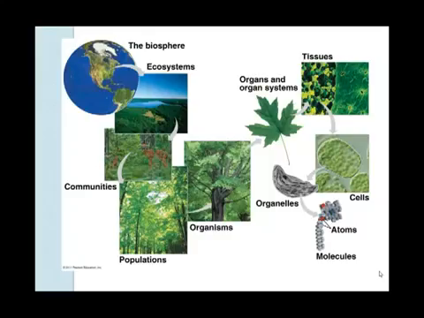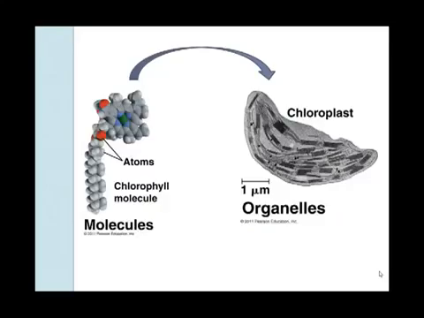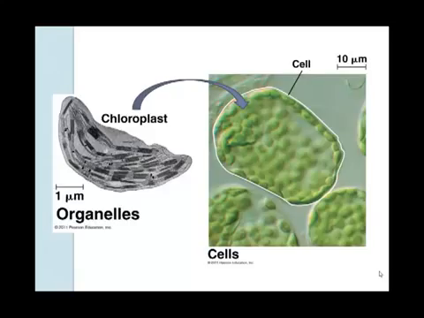This figure from Chapter 1 shows the levels of biological organization. We begin with atoms, which are combined to make molecules. Molecules are arranged to form organelles, such as the chlorophyll molecule that is located in the chloroplast. The chloroplast is the organelle that carries out photosynthesis. Organelles such as the chloroplast make up the structure of cells. In this diagram, we can see a plant cell with its green chloroplast.